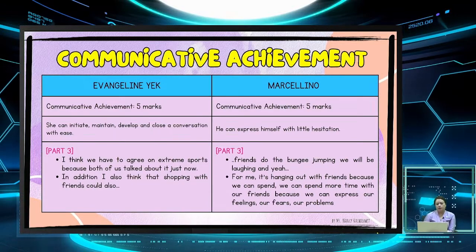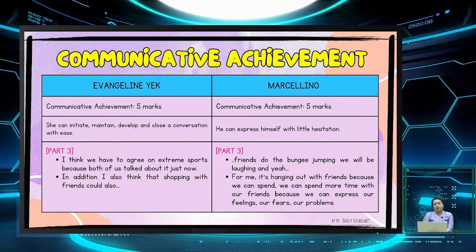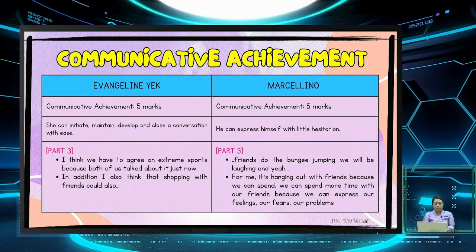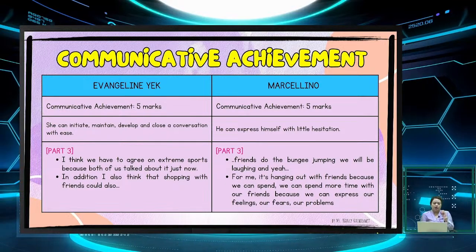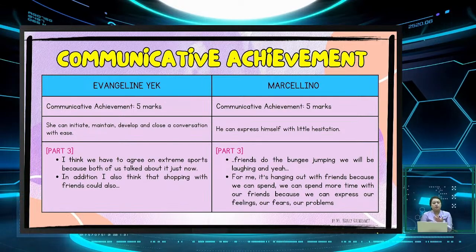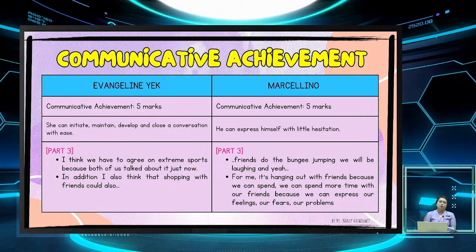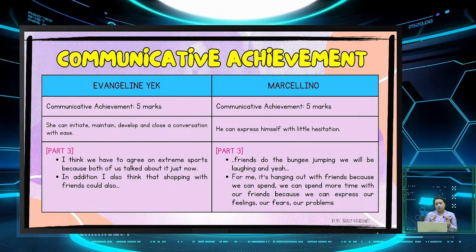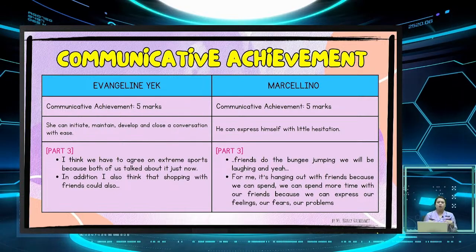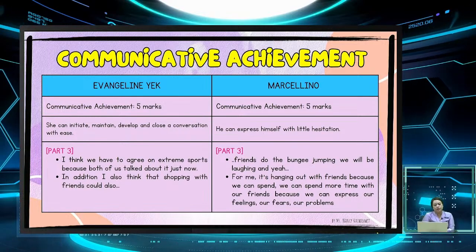Okay. For communicative achievement, she scored 5. Marcelino also 5. Even though in terms of grammar and vocab, Marcelino did not score as well, he can express himself with little hesitation. Meaning even though his grammar and vocab is not that good compared to hers, he always tries to speak up. Little hesitation. This is why he scored 5.